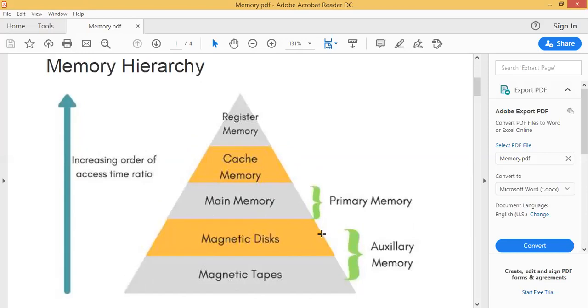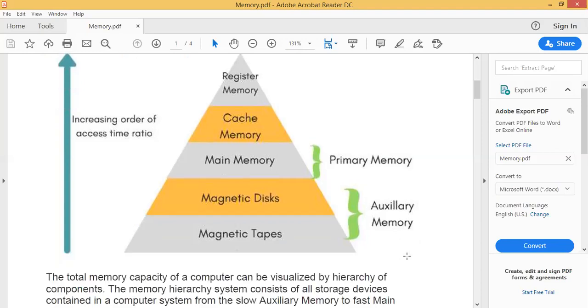Next, memory hierarchy. Here we classify memory into 5 categories. First, register memory, then cache memory, after that main memory, then magnetic disks and magnetic tapes. Cache memory and main memory come under the section of primary memory, and magnetic disks and magnetic tapes under the section of auxiliary memory.